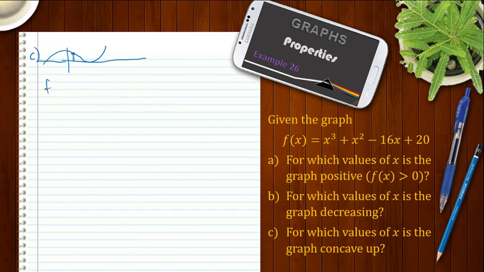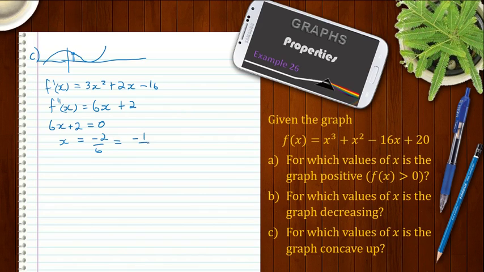And so first, remember we need to find the second derivative for concavity. First derivative was 3x squared plus 2x minus 16. Then the second derivative is equal to 6x plus 2. And we solve by putting the second derivative equal to 0. So 6x plus 2 equals 0. If I solve for that, x is equal to negative 2 over 6, which simplifies to negative 1 over 3. All right. So that means this point of concavity is negative 1 over 3.